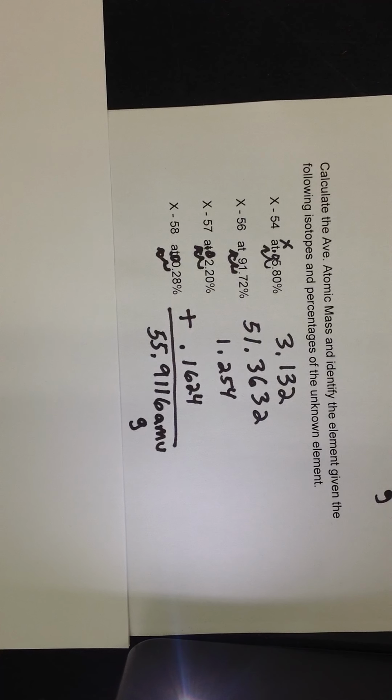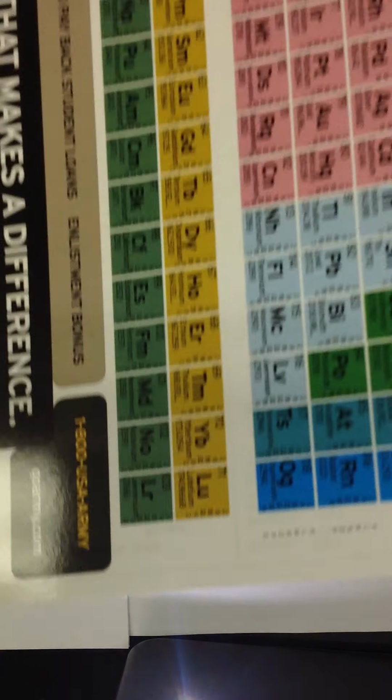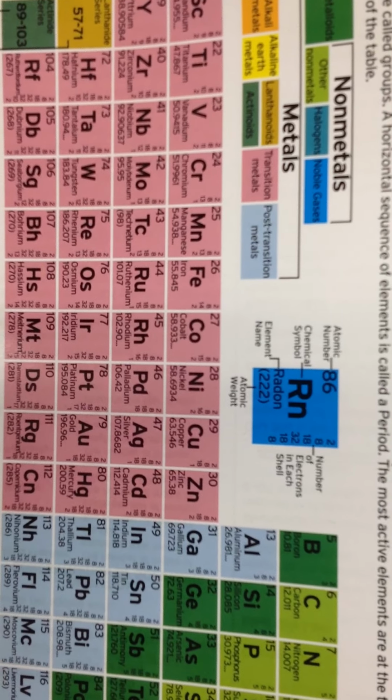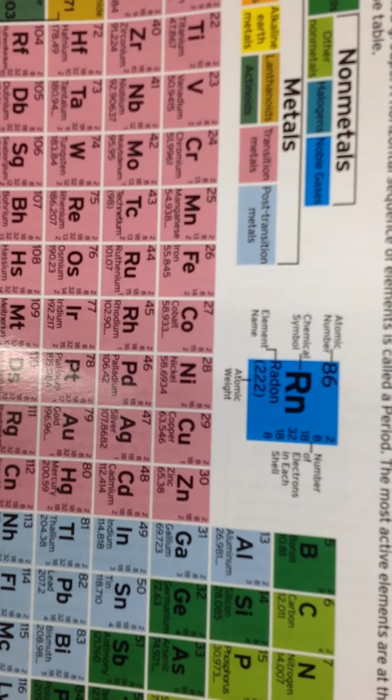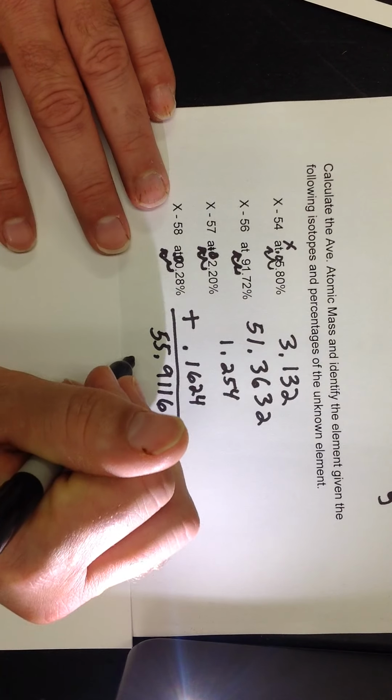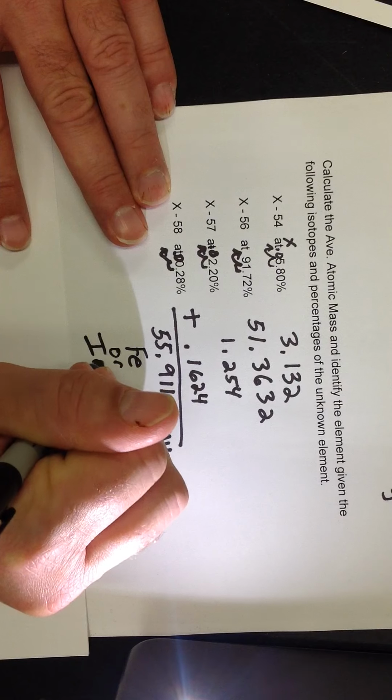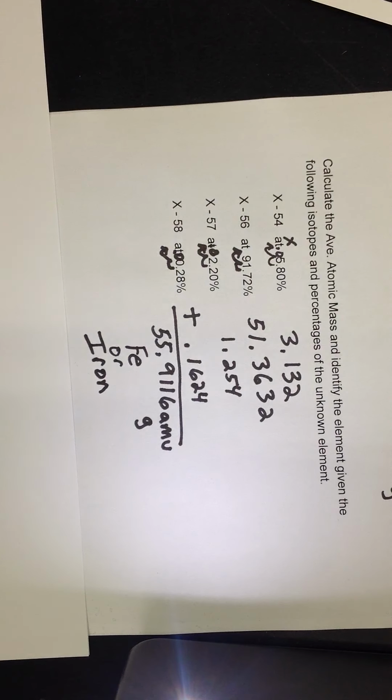All right, now, wait a minute. So we're supposed to predict on the periodic table what element has a mass of 55.911. So I'm going to grab my handy dandy periodic table and go searching. So when I look, I find that iron is 55.845, and that is absolutely the closest element to it. So my answer is, you could write the symbol, or you could write out the word that X stands for: iron.